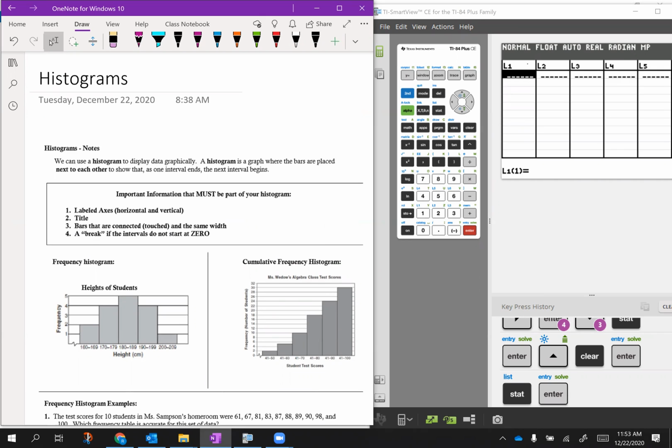So these are the important things that must be part of your histogram. You have to label each axis. You need a title. The bars are connected and they touch and are the same width apart. If our graph doesn't start at 0, you need to do a break. So this is what a break looks like. Neither of them started at 0, so they had a break on each.